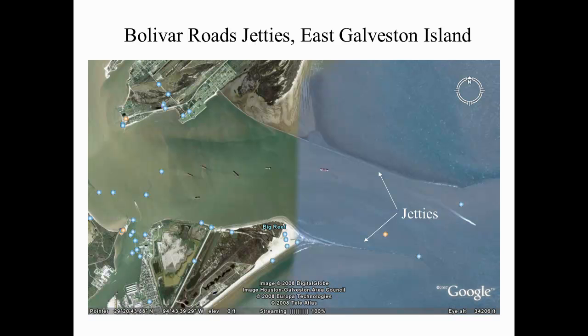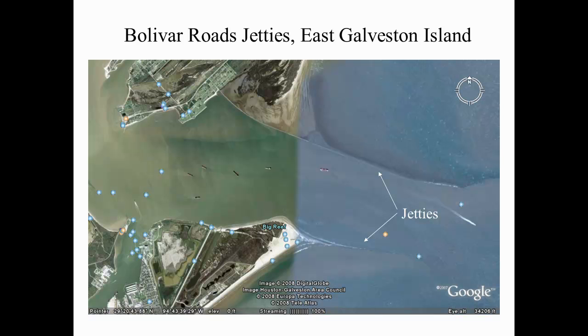Now, a good example of a pair of jetties are the ones constructed at the entrance to the Boulevard Roads, off the east end of Galveston Island. And in this particular photograph, you can see the jetties extending offshore. If you're going on the Galveston field trip, our first stop is going to be right here at the end of Seawall Boulevard, and we're going to take a look at these jetties and discuss the various features of these structures in a little bit more detail.